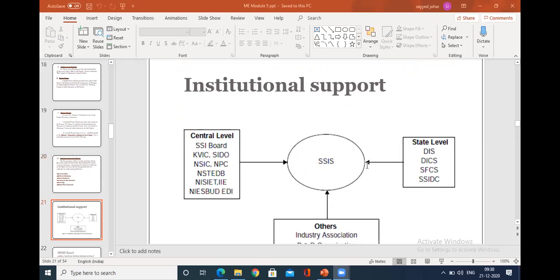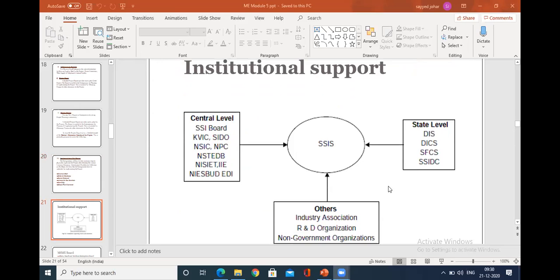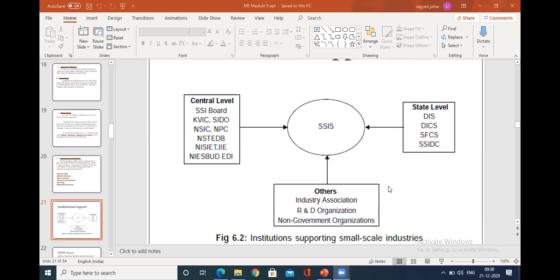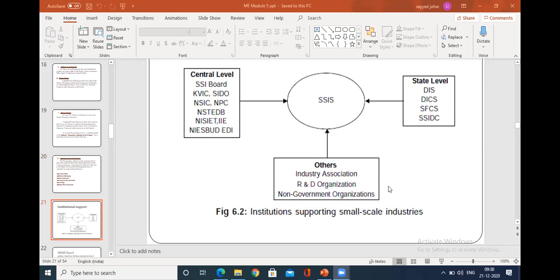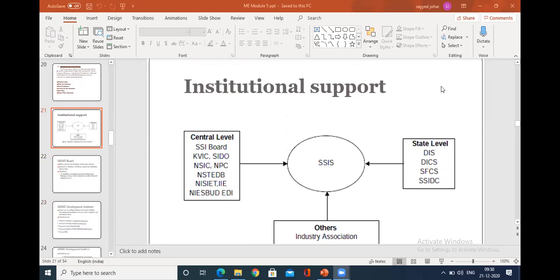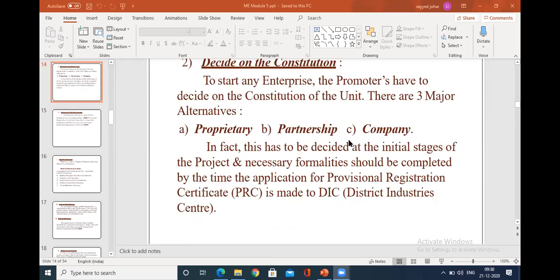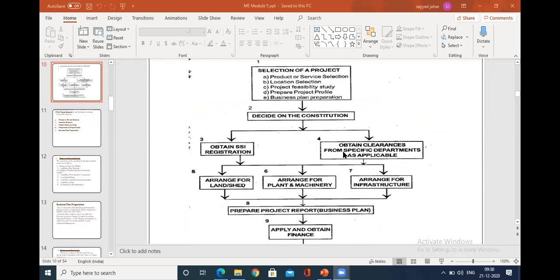So today's topic was that. The next topic is institutional support. What are the institutional supports? Small scale institutions supporting small scale industries. All of you, just brief up and go through this topic, because institutional support is a theoretical topic. I don't want to go through that topic today.